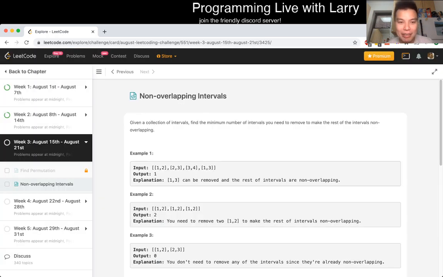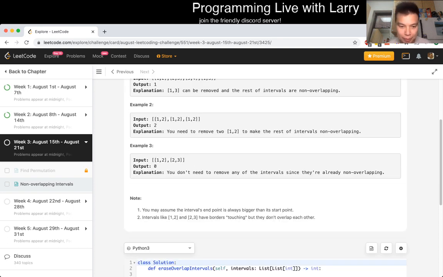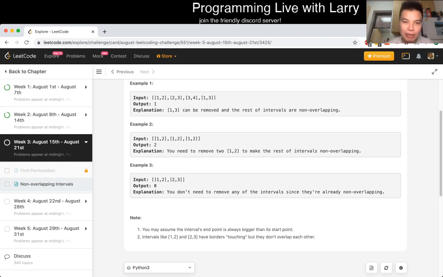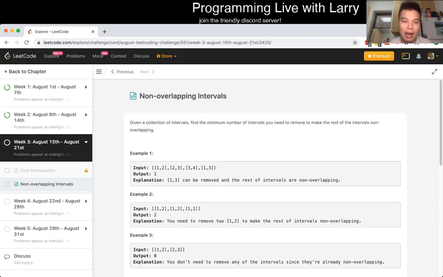Non-overlapping intervals. Given a collection of intervals, find the minimum number of intervals you need to remove to make the rest of the intervals non-overlapping. Okay. The borders touching don't count as overlapping. So I think for these problems, generally it's going to be greedy.